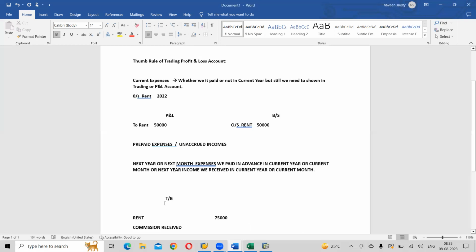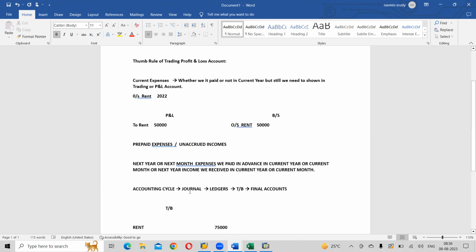So normally, what is an accounting cycle? What does it mean, accounting cycle? Normally, journal, ledgers, trial balance, final accounts, not balance sheet. Final accounts.